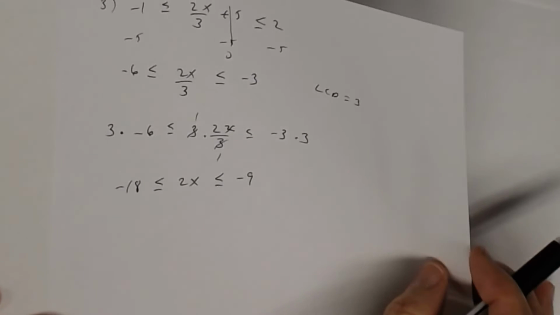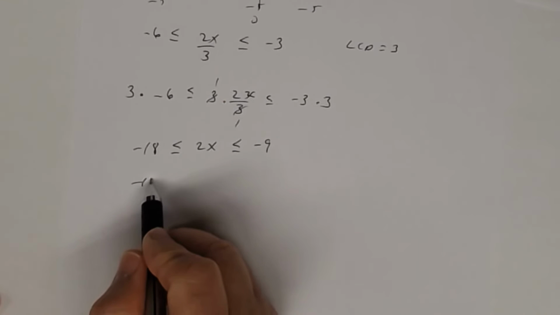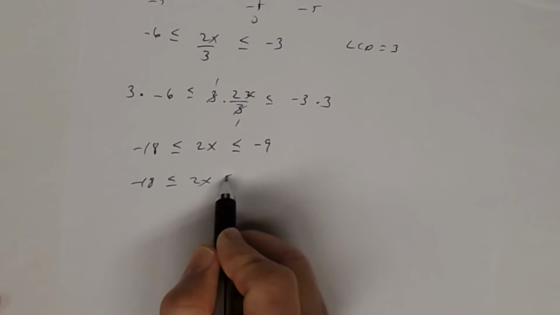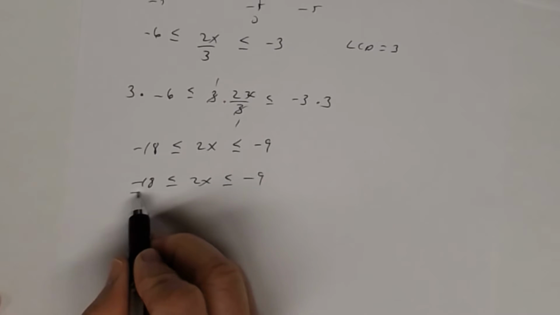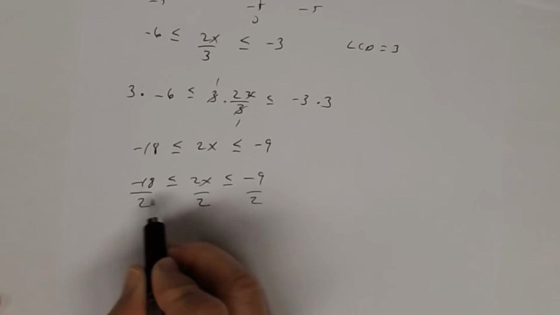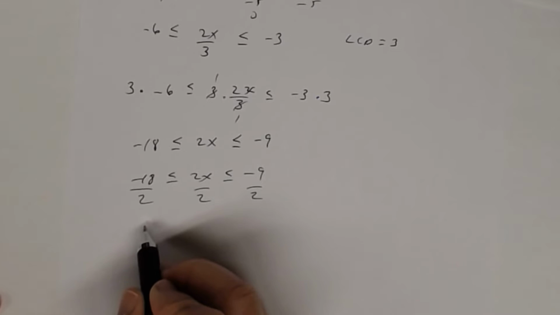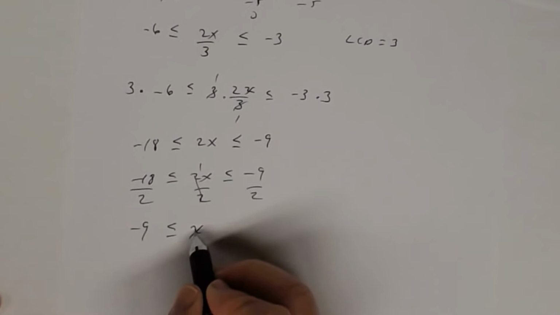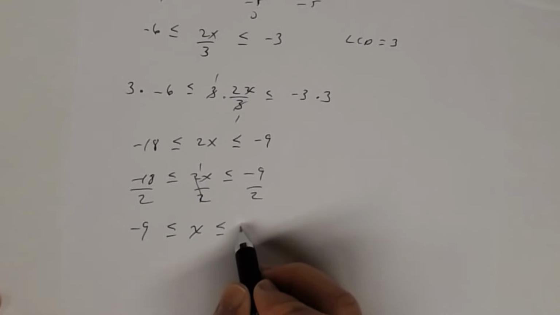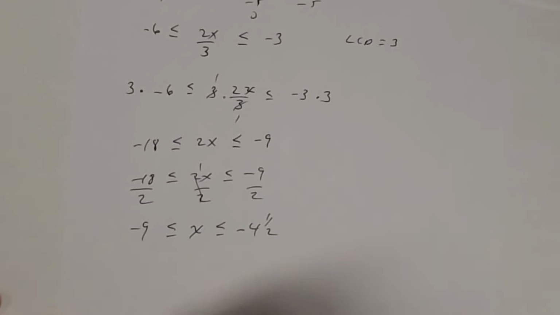And then dividing both sides by 2, I'm going to just rewrite this over. Dividing both sides by 2, I get negative 18 divided by 2 is a negative 9, is less than or equal to x. 2 divided by 2 is 1. 1 times x is less than or equal to, and the negative 9 halves is a negative 4 and a half. So I'm going to just go ahead and write it like that.